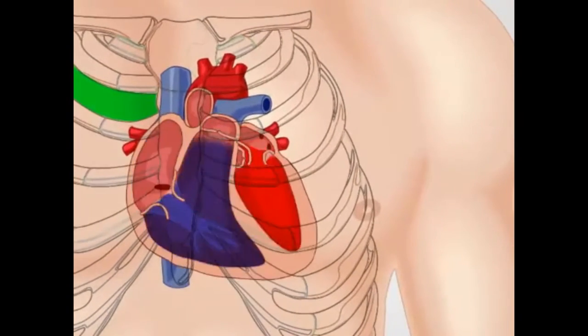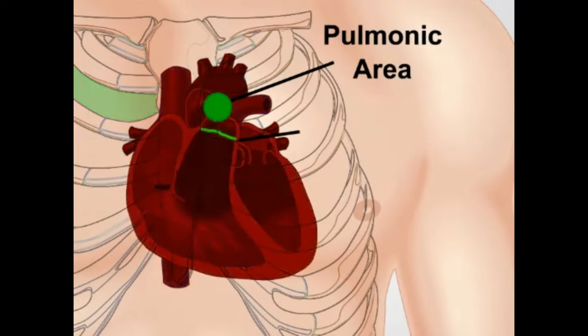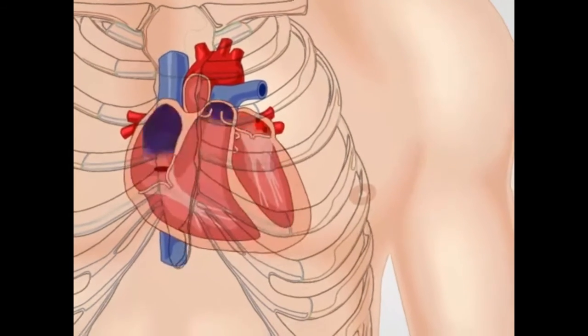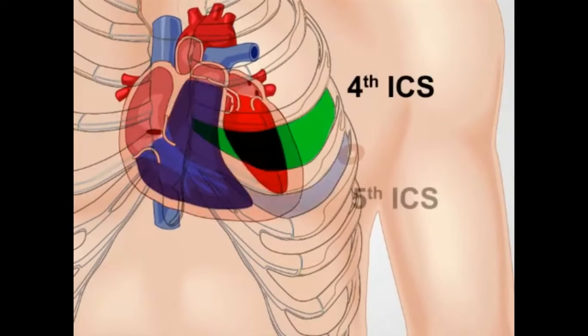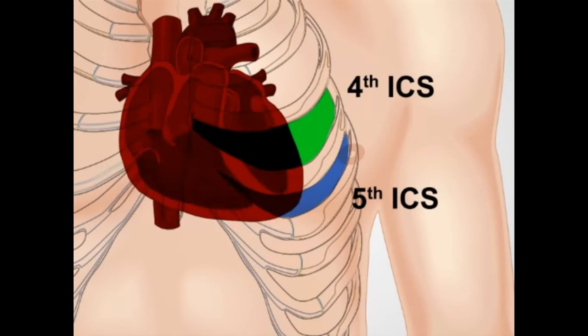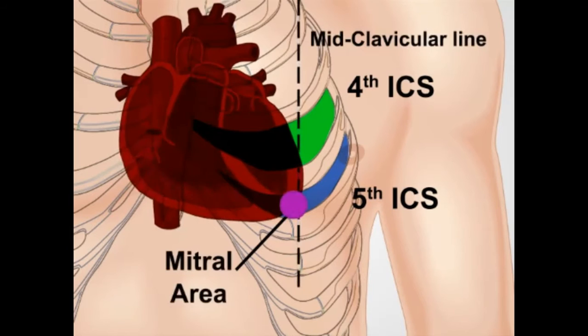Similarly, at the left sternal edge of the same ICS is the pulmonic area, associated with the pulmonic valve. Traveling down the left sternal edge in the fourth or fifth ICS is the tricuspid area, corresponding to the tricuspid valve. And in the fifth ICS, along the mid-clavicular line, is the mitral area linked to the mitral valve.